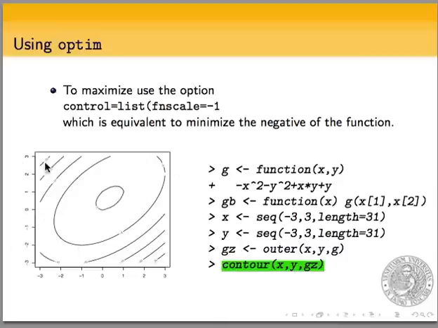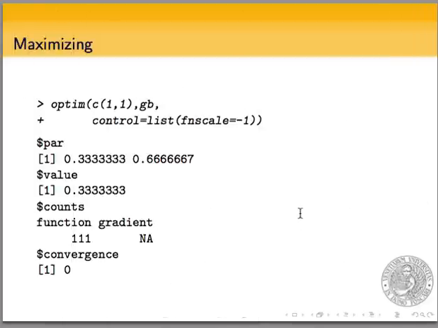Now if you look at the graph that you see here and you read the levels, you see that pretty much the maximizer should be in the center of this ellipse here, and so roughly speaking it may be close to 1, 1, something like that. So I have a good starting point because I was inspecting a graph, and I am ready to give the command to maximize this function.